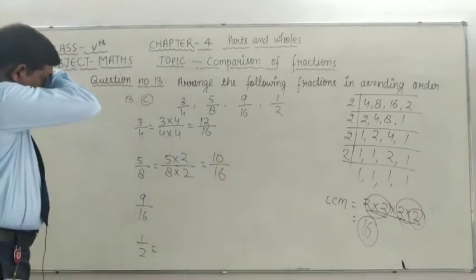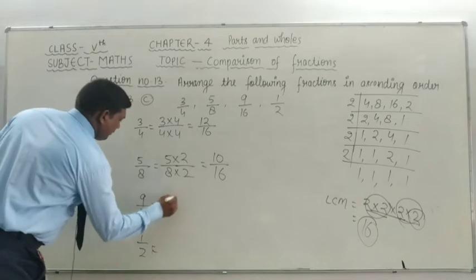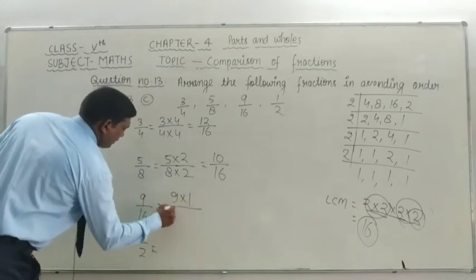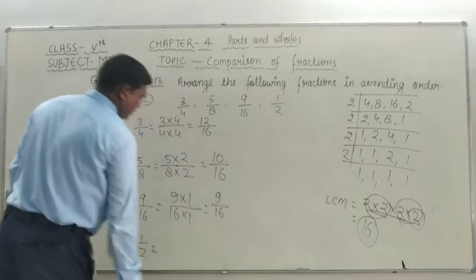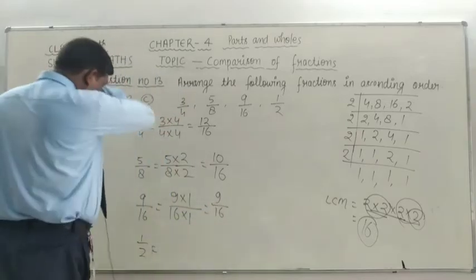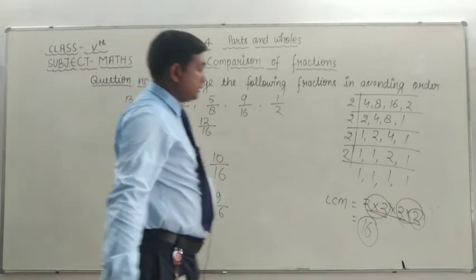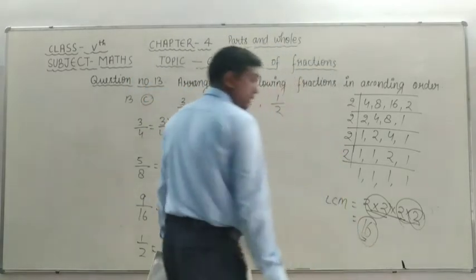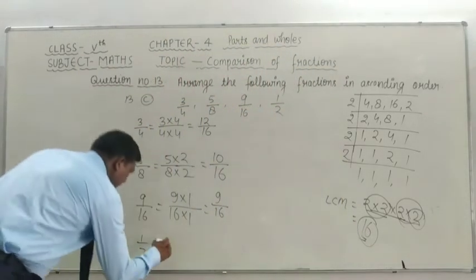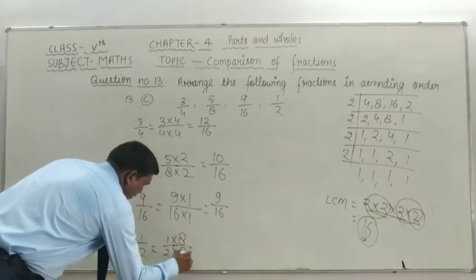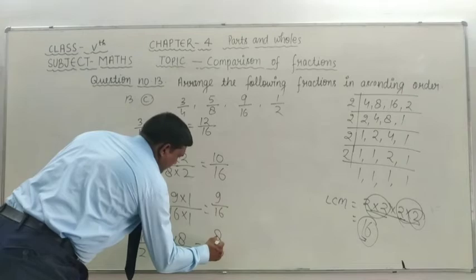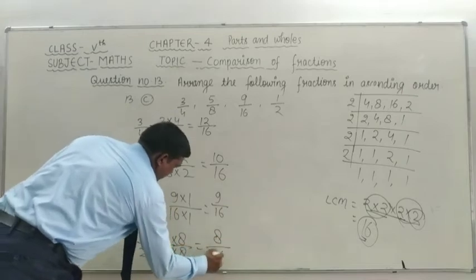Similarly, here given 16, therefore here we have to multiply by 1 in numerator and denominator. And here given 2, and 2 eights are 16, therefore in this question we have to multiply by 8 in numerator and denominator. 8 ones are 8 over 8 twos are 16.